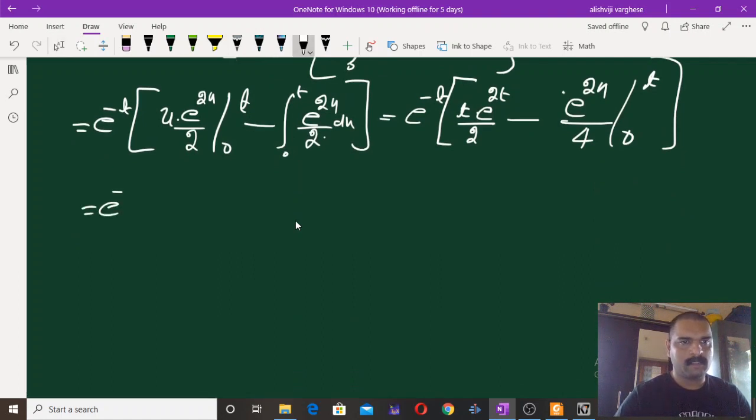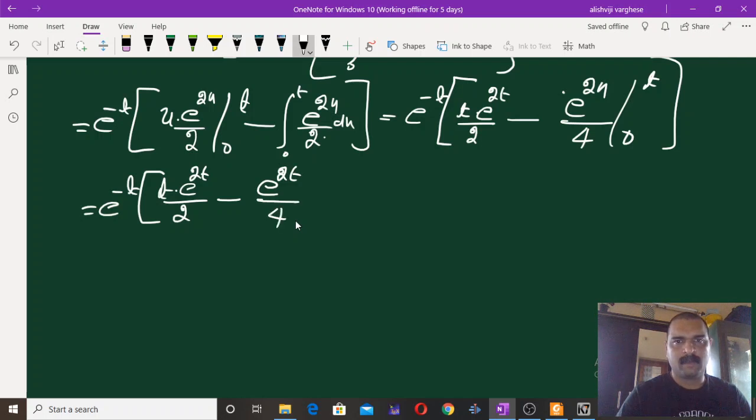This is equal to e raised to minus t into t e raised to 2t divided by 2 minus the upper limit is e to the power 2t divided by 4.